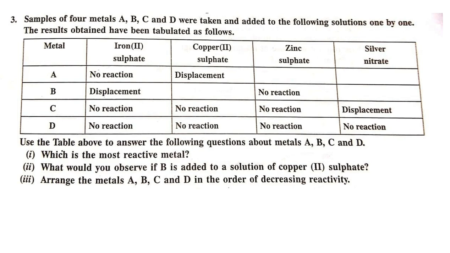Let us start reading this question before we could solve it or tackle it. Samples of 4 metals A, B, C and D have been taken and added to the following solutions one by one. So they were 4 metals A, B, C, D, and we are adding them first to iron sulfate, and another sample of metal A added to copper sulfate, zinc sulfate and silver nitrate, and we are looking out for observations. So now we first have to observe what's happening, if reaction is happening, displacement is happening or not, the color changes and all of that, and we have to answer these 3 parts of the questions.